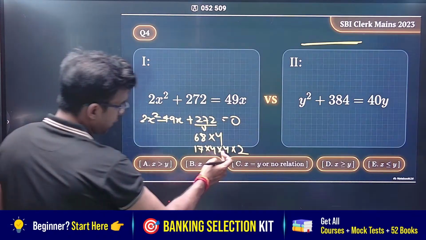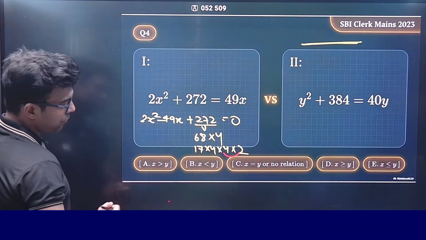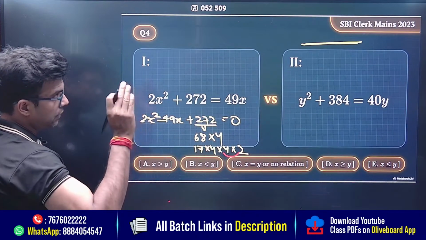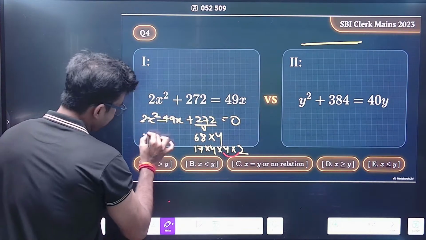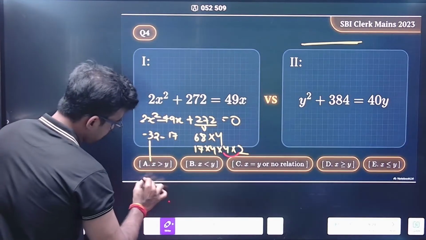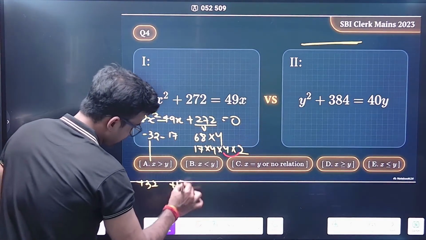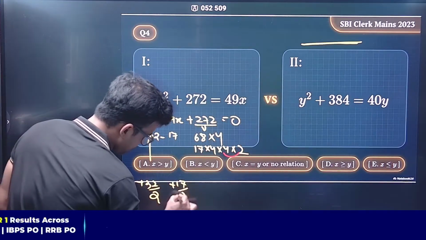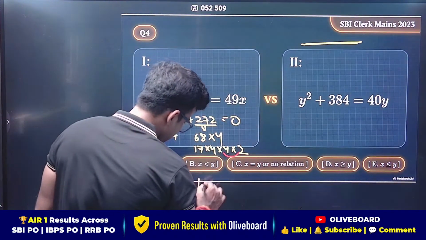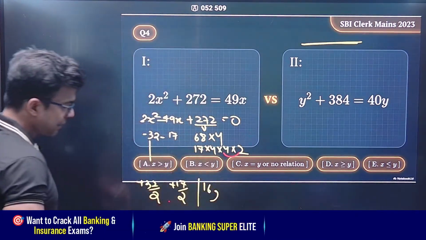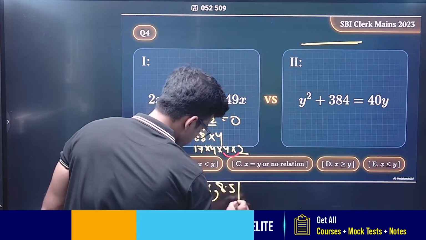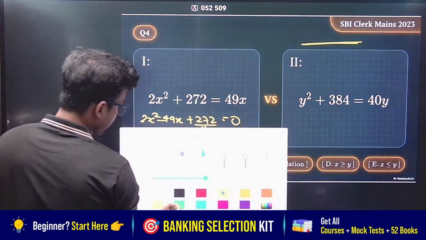Now 4 2s are 8 and 8 into 4 is 32. So 32 and 17, yes. So this is minus 32 and minus 17. This can give you plus 32 and plus 17. This is divided by 2 and this is also divided by 2. Makes sense? This is basically 16 and this is basically how much? 8.5, I can say. Correct? Now let's come to the second part.